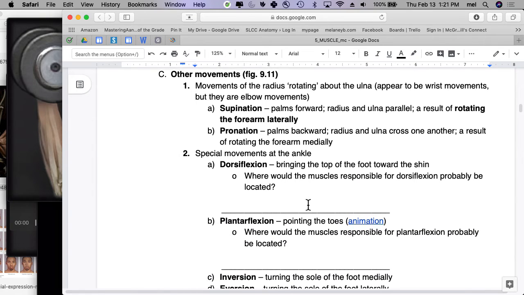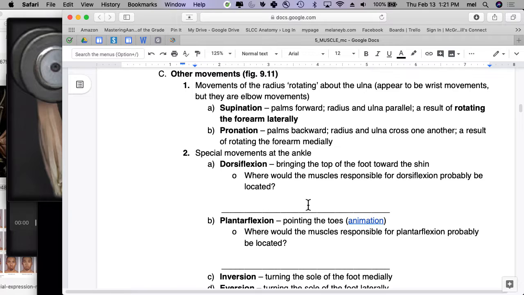Other movements. Okay, these movements are kind of specific to certain locations, and this one's specific to a single location. So this one actually looks the same unless you look closely. This one is a forearm movement, and it is going to be supination and pronation. So if you end up so that you can drink some soup, you just supinated. If you end up so you pour it out, you just pronated. Supinate, pronate.